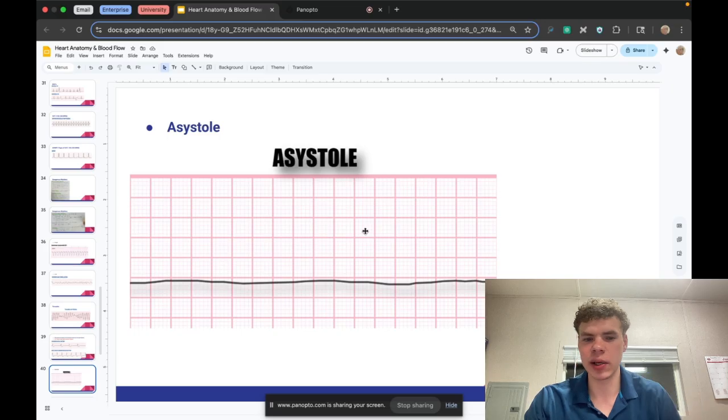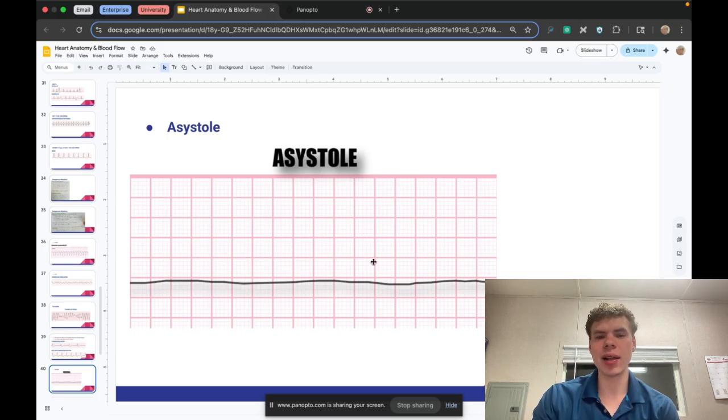And this is asystole, kind of a flat line, 99.99% of the time. It means this person is dead, right? They're not coming back. You can't shock them. CPR is not going to work. It's asystole. It's a flat line.